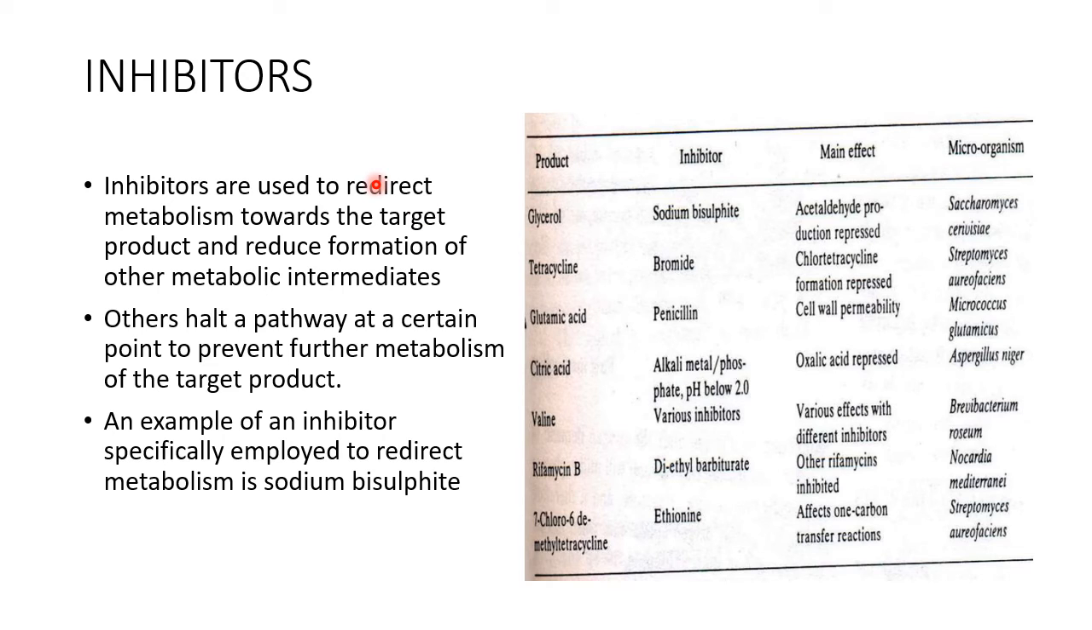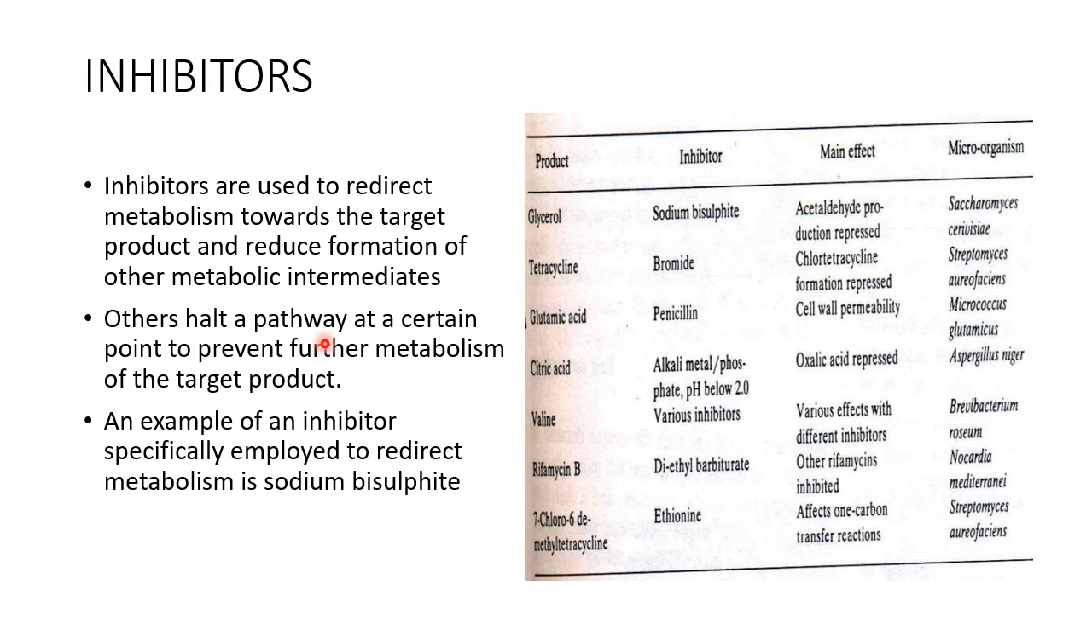Then comes the inhibitors. Inhibitors are used to redirect metabolism towards the target product and reduce the formation of other metabolic intermediates.